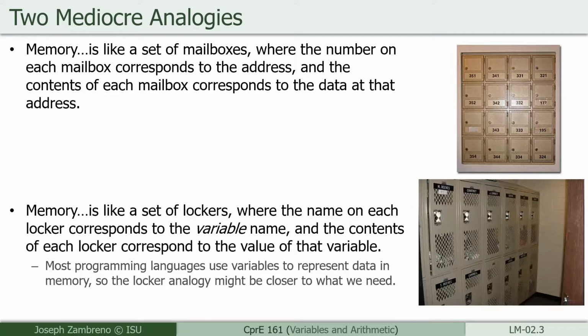Okay, that's analogy one. Analogy two, maybe a very slightly better one, is that memory is more like a set of lockers in a locker room, where there's the name on each locker, and that would correspond to the variable name. And the contents of each locker would correspond to the value of that variable. That's a little closer to what we would need as programmers, because while we can sometimes directly access the mailboxes, directly access the addresses of our data, we much more commonly want to use variable names to represent and access our data that we have in memory.